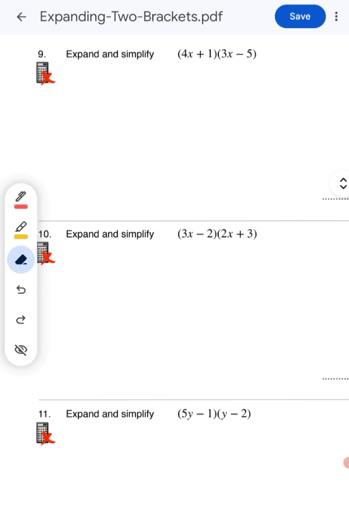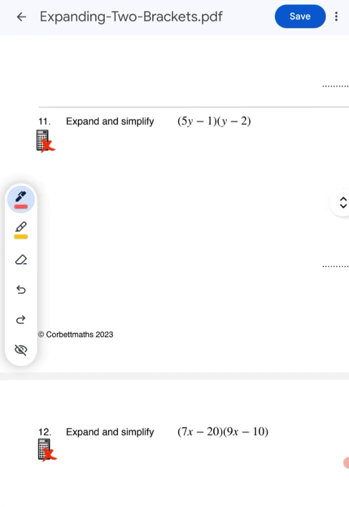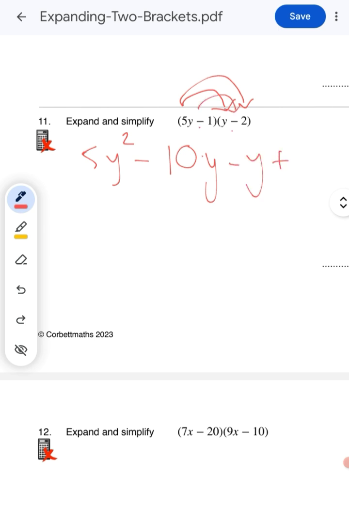Okay, doing the minus question. That's going to be tricky for you all, that's why. 5y multiplied by y and 5y multiplied by a minus 2. So 5y multiplied by y makes a 5y squared. 5y multiplied by minus 2 makes a minus 10y. Okay, now minus 1 multiplied by y makes a minus y, and minus minus makes a plus. So 1 multiplied by 2 is going to be a 2. So 5y squared minus 11y plus 2 is going to be your final answer. Moving on.